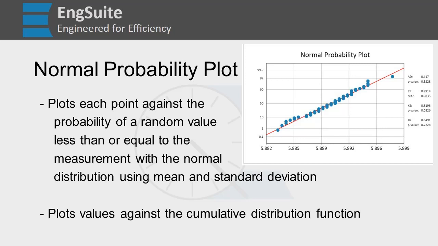Well, it plots each point against the probability of a random value less than or equal to the measurement of the normal distribution. Okay, that was a lot. What does that mean? Well, what we're doing is plotting the probability of getting this point with that measurement based on the mean and standard deviation, based on the order in which it occurred. Okay, so we order these from small to large, and we plot them against their probability.